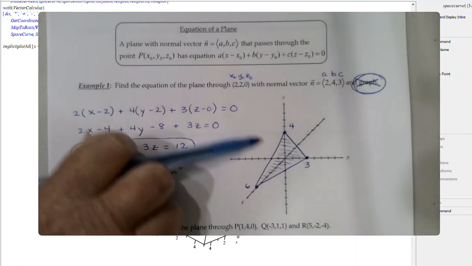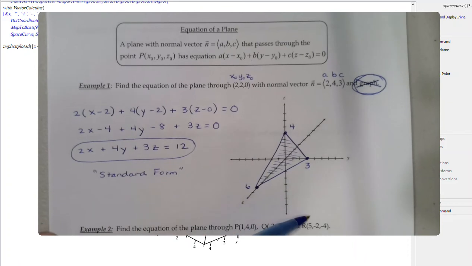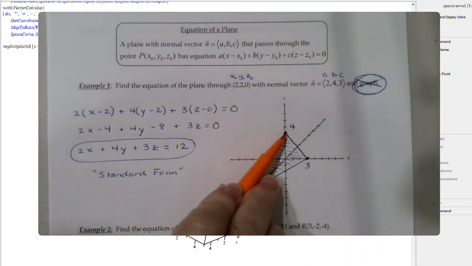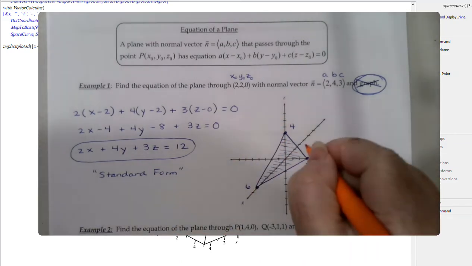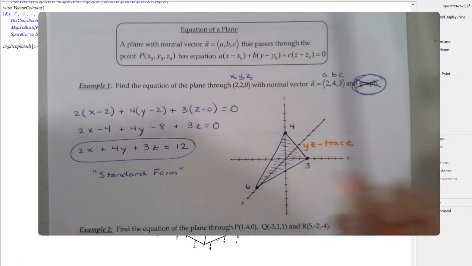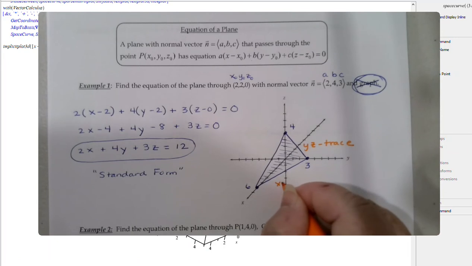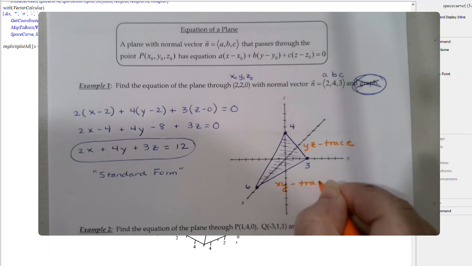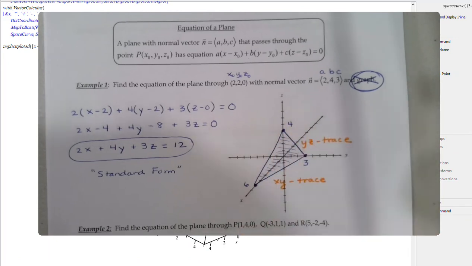It would go behind and below all of these planes. It would keep on going forever. But this is just the part I would see just in the first octant. These 3 lines that we just drew actually have names as well. This line here that sits in the YZ plane is called the YZ trace. This would be the XY trace. And that would be the XZ trace.